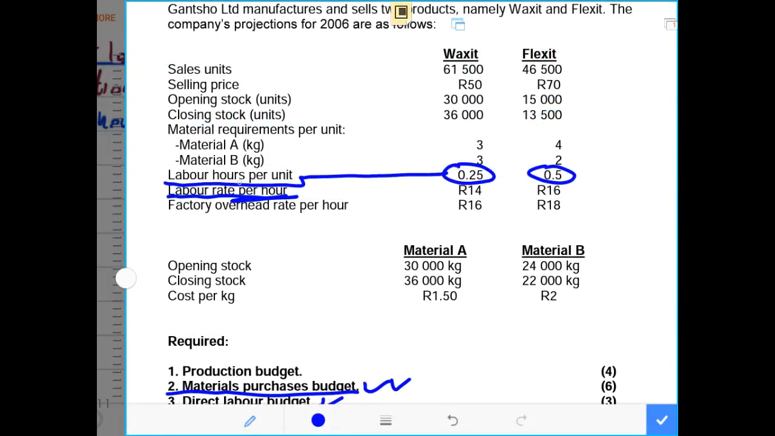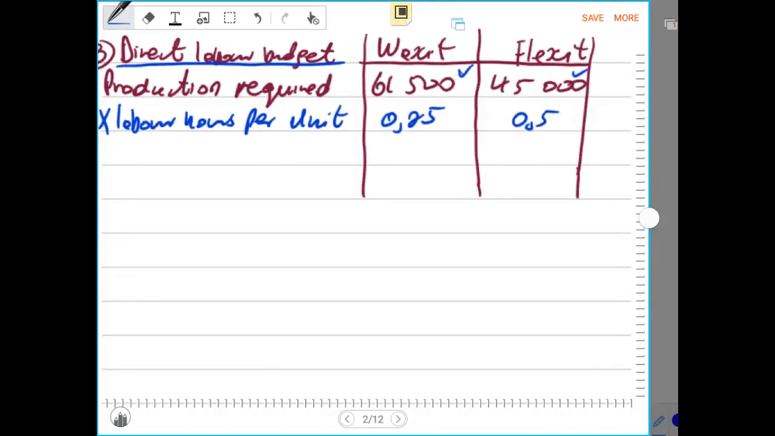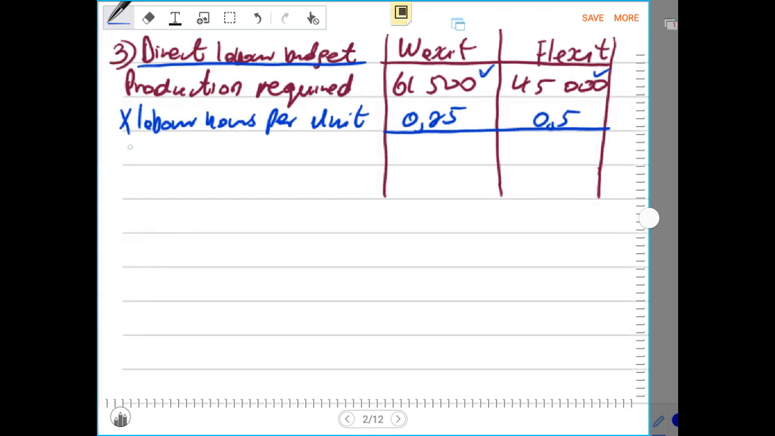Take that into account. Here are the labor hours per unit, which is 0.25 hours and 0.5 hours. And if you multiply the units by the labor hours, this will give us the total labor hours that are required to produce the given units for each of the products that we manufacture. So now we are just busy with that budget. Then that will give us total direct labor hours required.